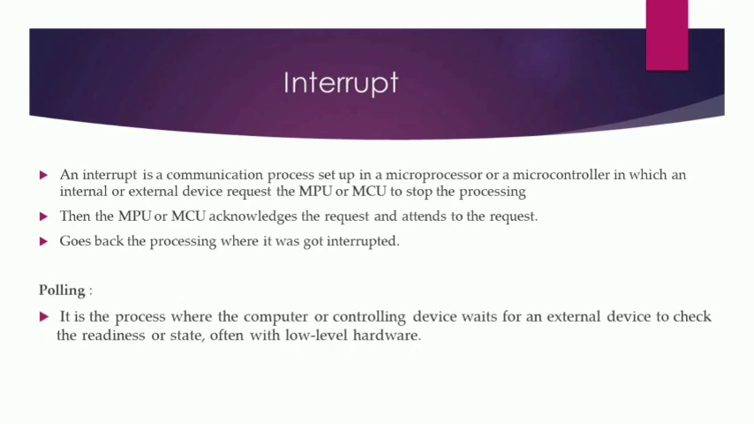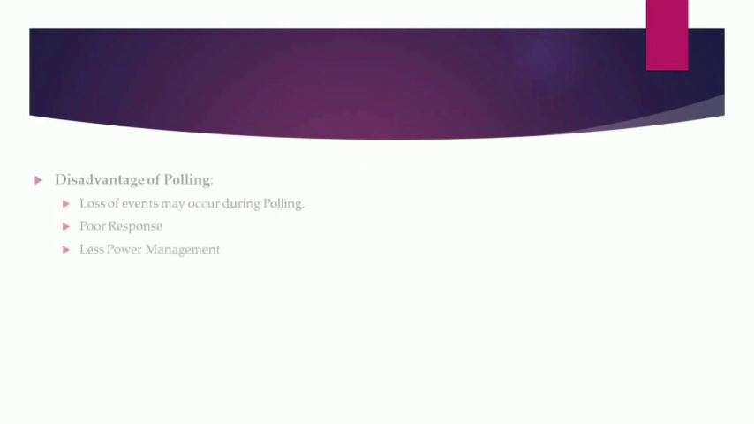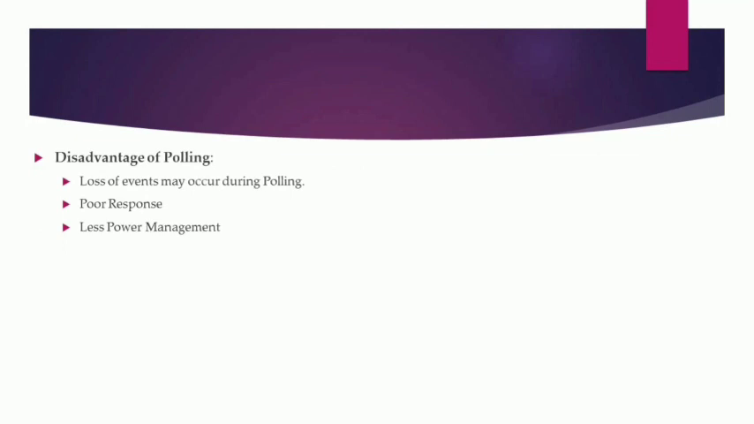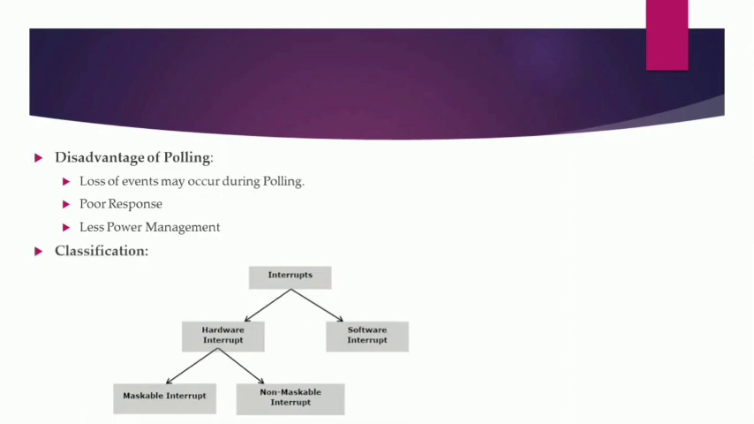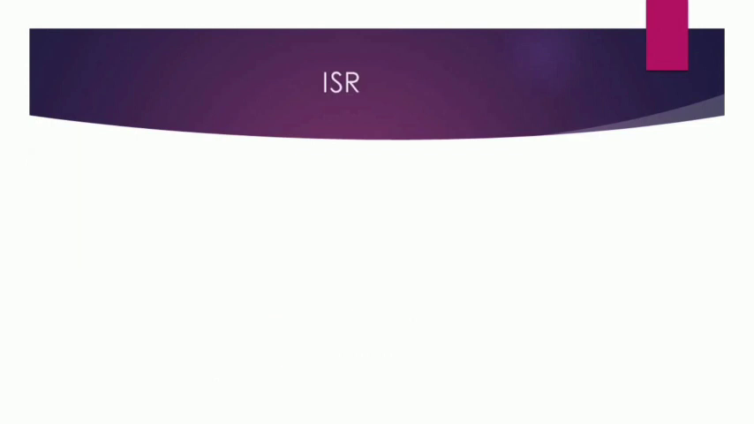Polling. It is the process where the computer or controlling device waits for an external device to check its readiness or state, often with low-level hardware. Disadvantages of polling: loss of events may occur during polling, poor response, less power management. Classification of interrupts: hardware interrupt and software interrupt. Hardware interrupts are maskable interrupt and non-maskable interrupt. These are the classification of the interrupts.